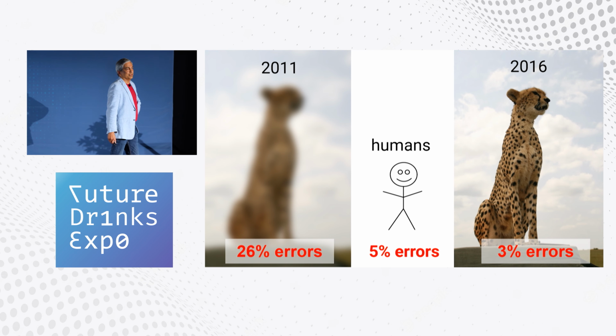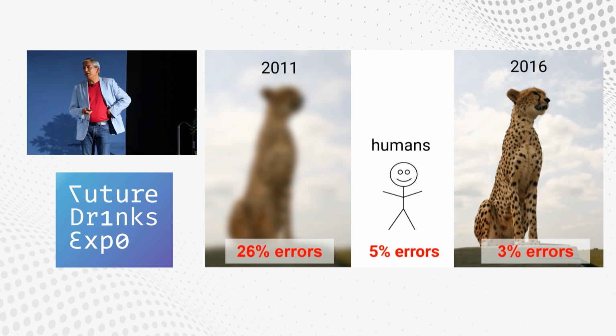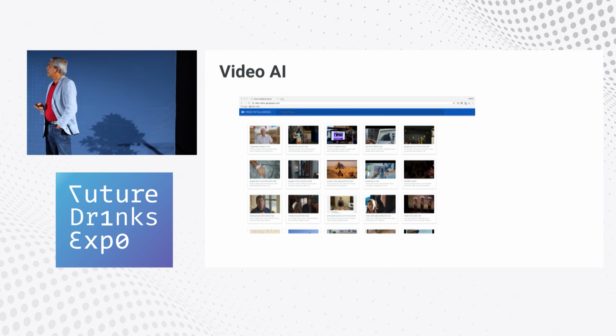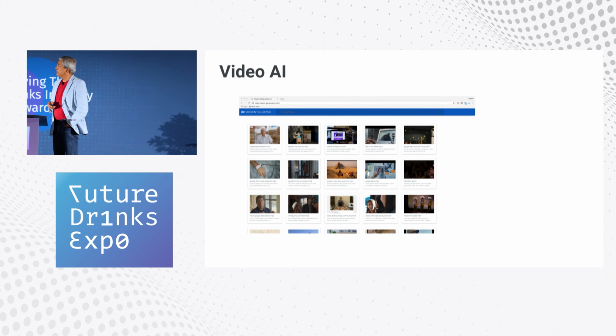2016, we got better than humans. That wildlife recognition in the wild, we can do that better than expert rangers. You can do this with vision, with video.